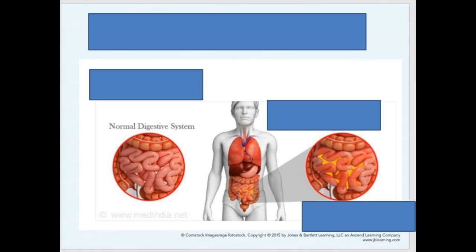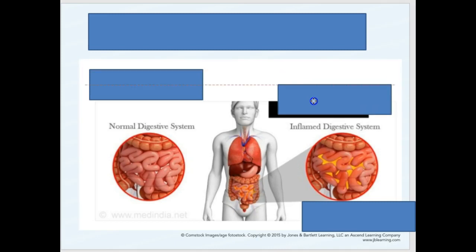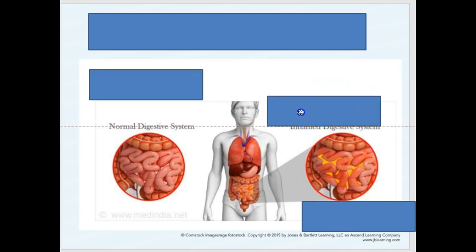What do you think this is? This is back a little bit. If you take a minute and look, you could also pause the tape. This is peritonitis, an inflamed digestive system. Redness and swelling in the small intestines.